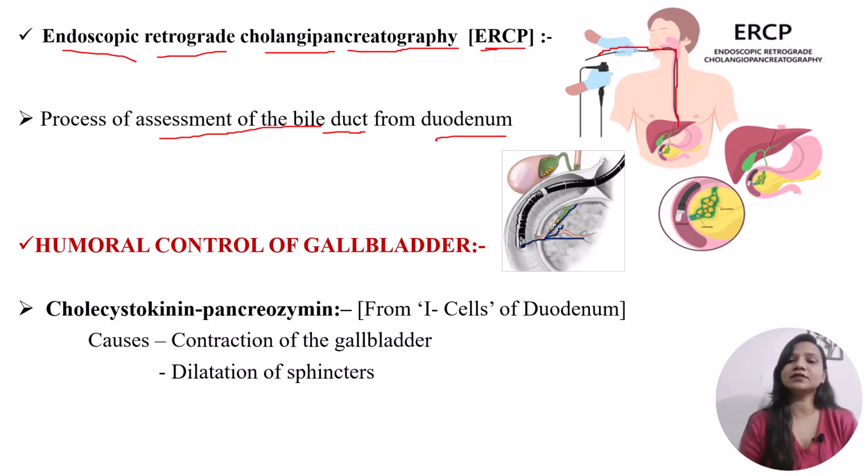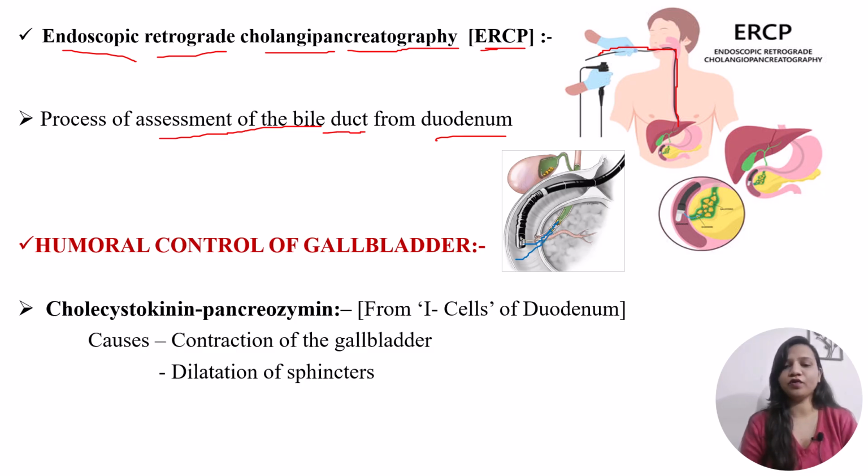We have already discussed in the previous lecture that there is a sphincter present here, which is called the sphincter of Oddi. So the cannulation is done through this sphincter of Oddi, and after the cannulation, the radio opaque contrast is injected into it. The radio opaque contrast is injected retrogradely, that means against the normal flow of the bile.